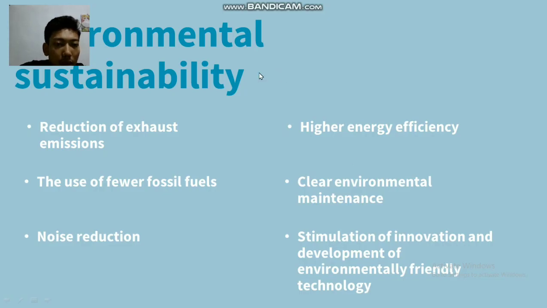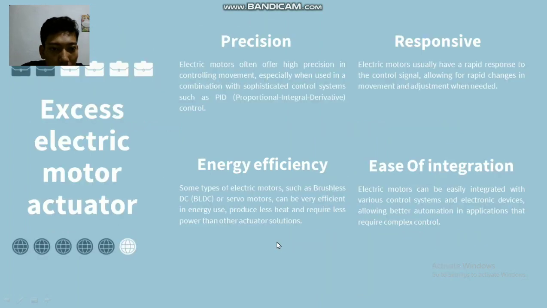And the next one is environmental sustainability. That is reduction of exhaust emission, the use of fewer fossil fuels, noise reduction, higher energy efficiency, clean environmental maintenance, and the last is stimulation of innovation and development of environmentally friendly technology.